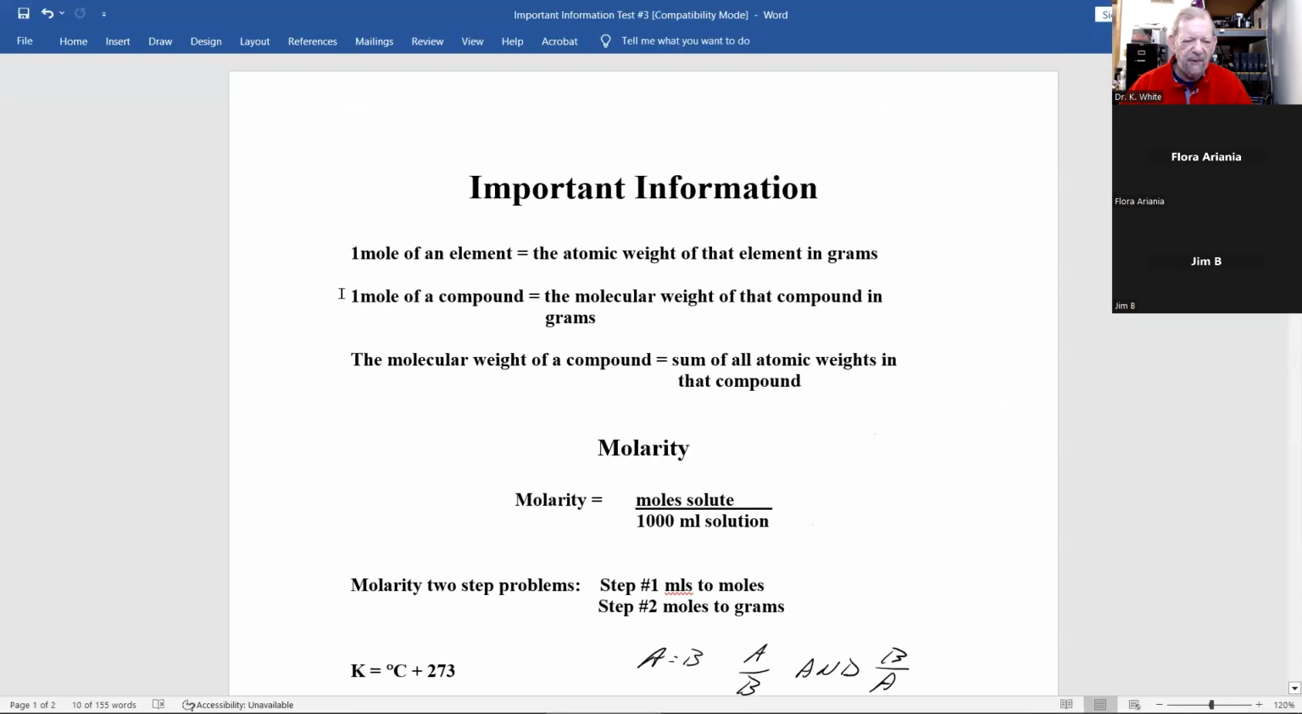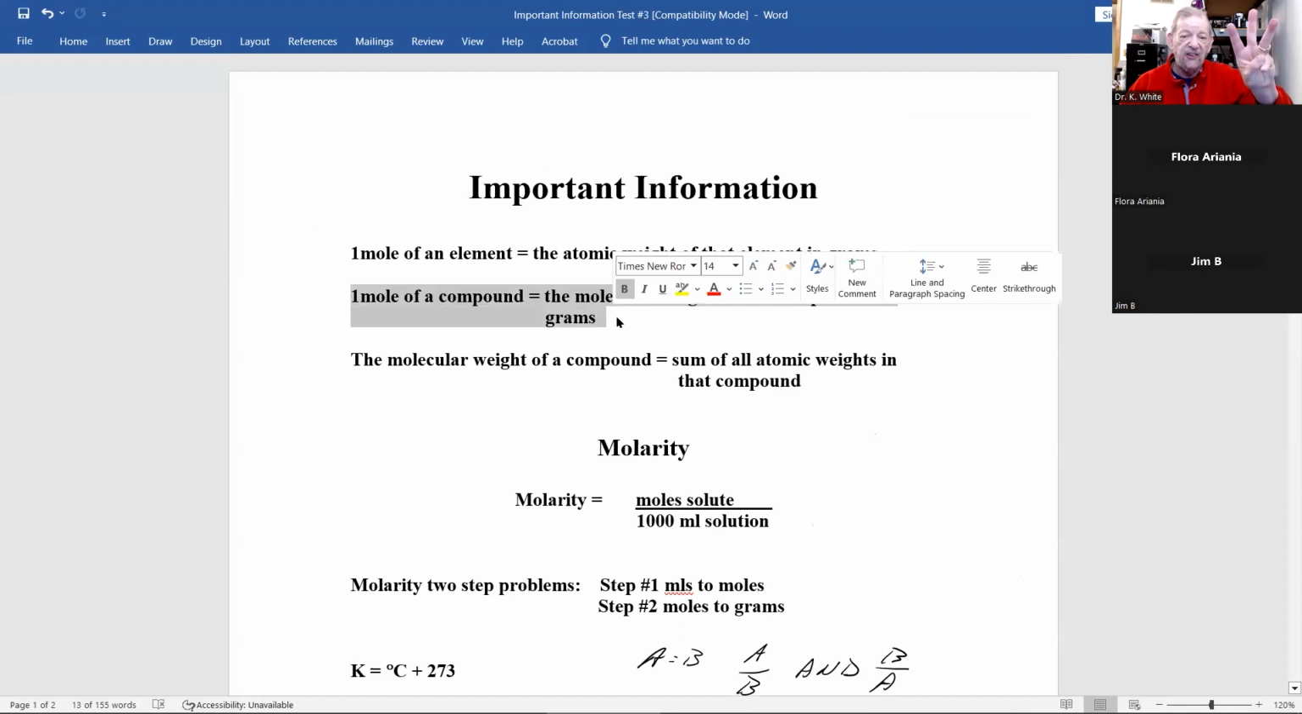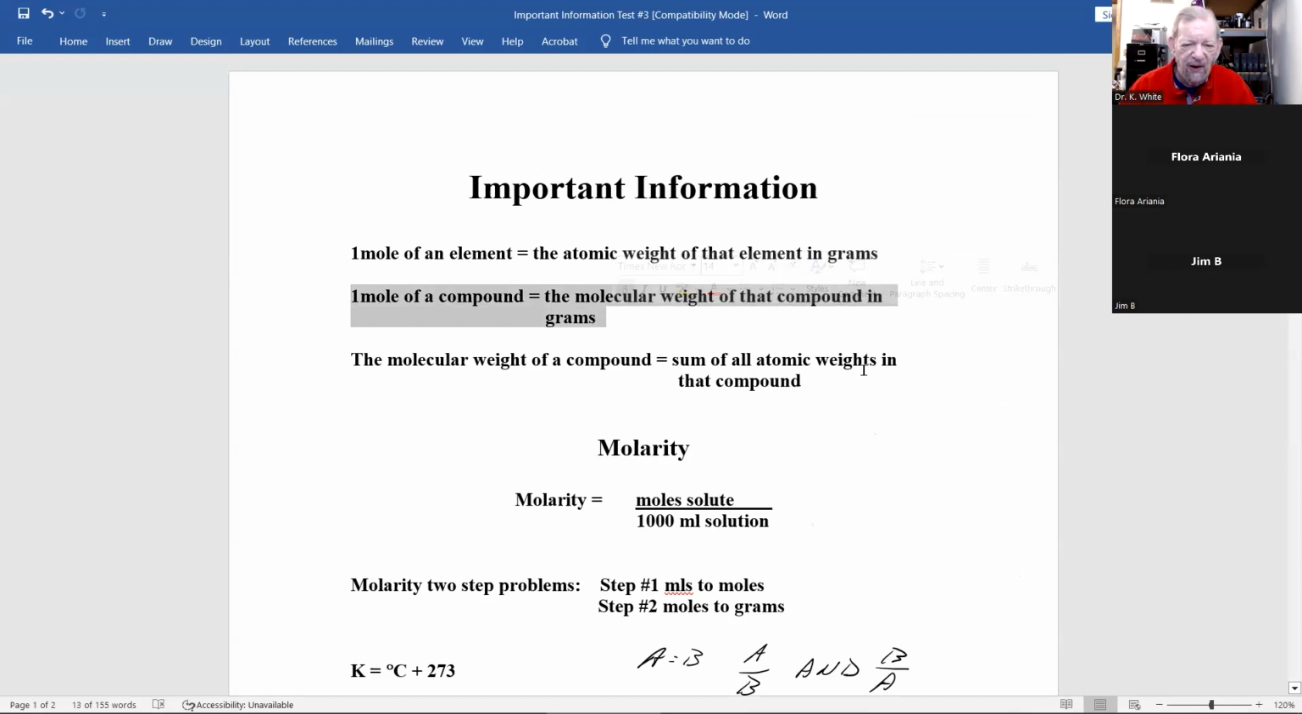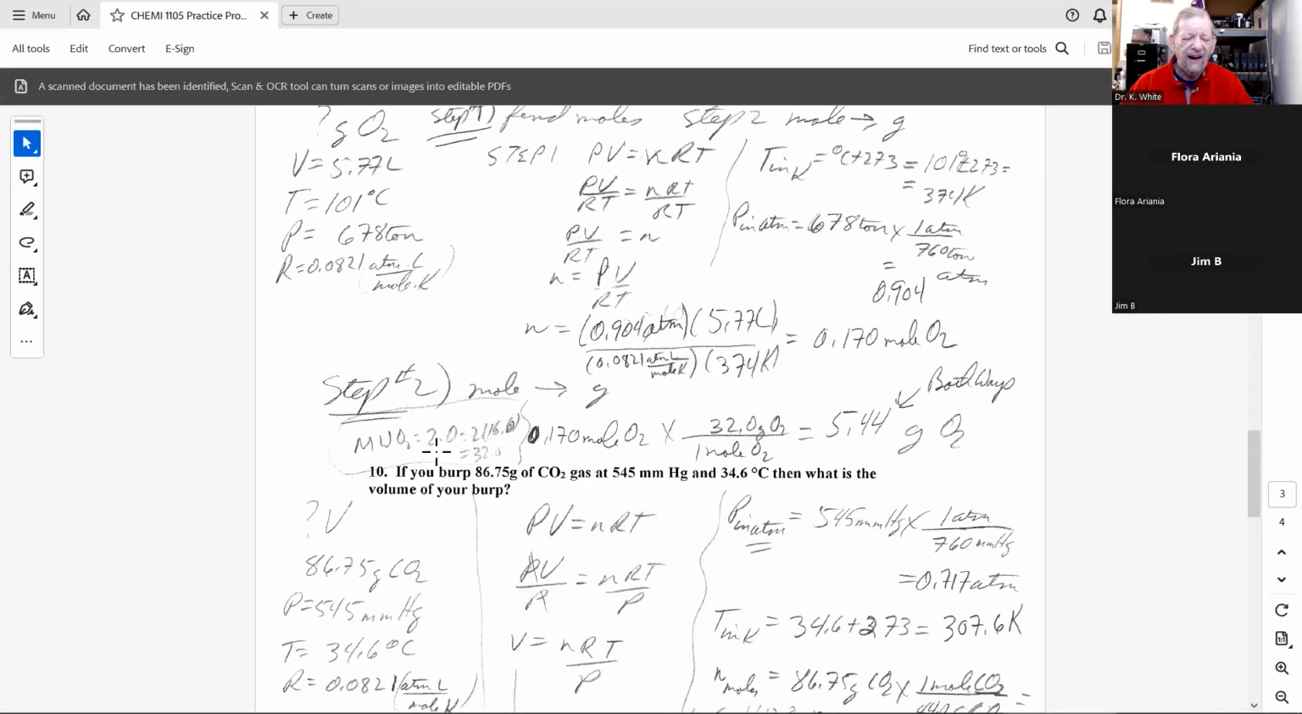And remember, from important information, test number 3, 1 mole of a compound equals the molecular weight of that compound, and the molecular weight of that compound is the sum of all atomic weights. In this case, oxygen gas, O2, has 2 oxygens. Each oxygen is 16.0.